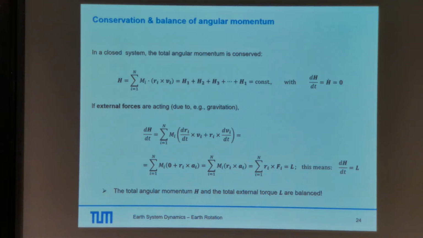Okay, if we move on now, in a closed system, the total angular momentum is conserved, which means it's constant over time. And if something is constant over time, the first derivative of this quantity with respect to time is 0. So that is something shown here.